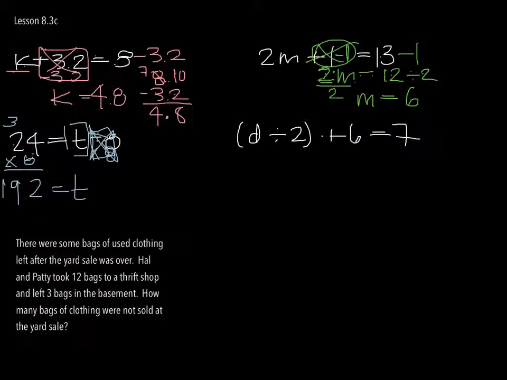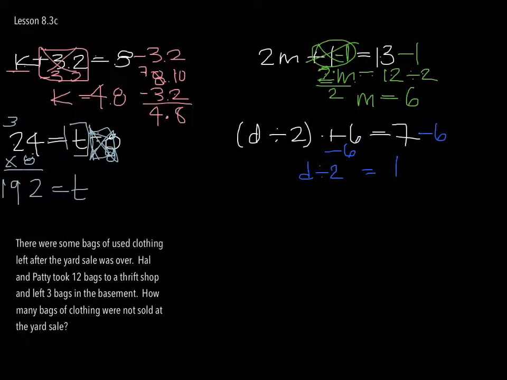Okay? What's the opposite of add 6? It's going to be subtract 6. Whatever I do on one side, I have to do on the other, so I'm going to subtract 6, and what I'm going to have left is d divided by 2 is equal to 1. Now, what I can do, boys and girls, because there isn't anything else, I can get rid of these parentheses, okay? Because there's no other thing to do.